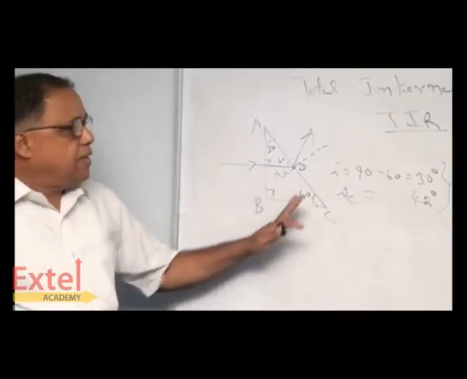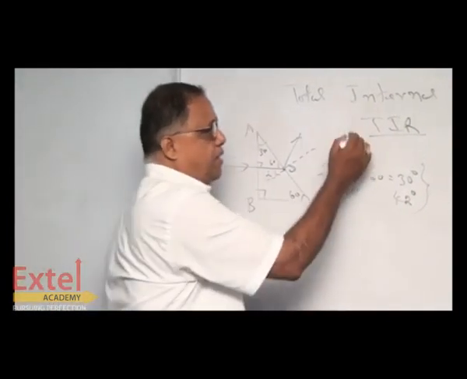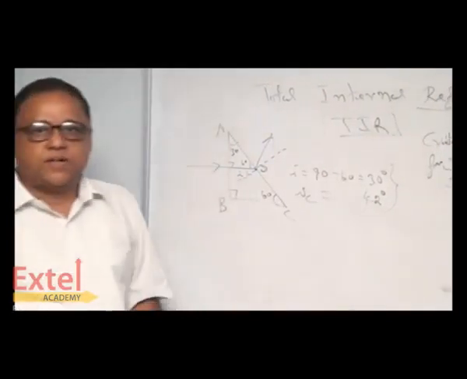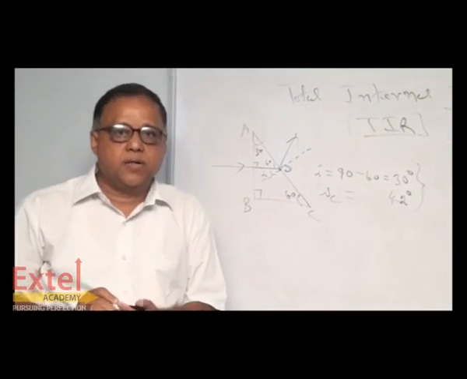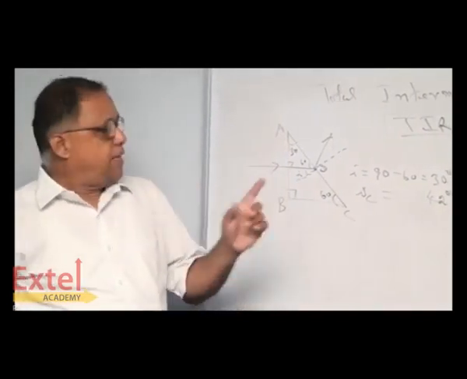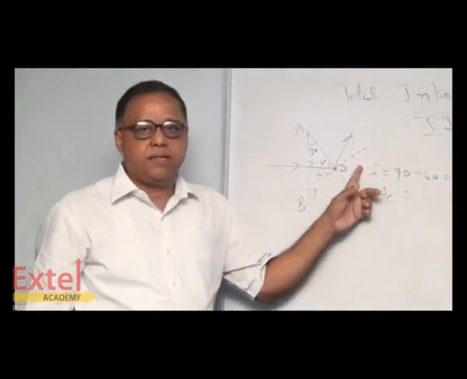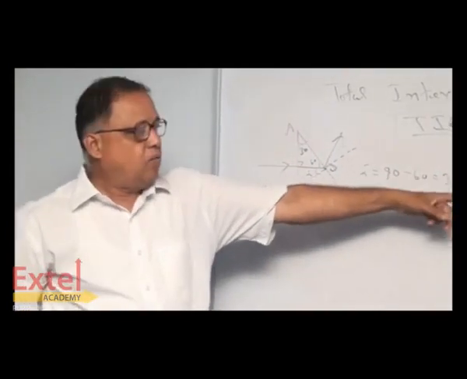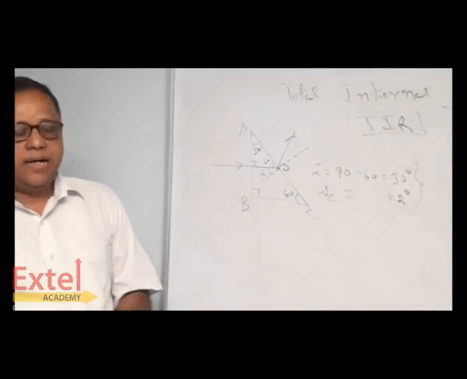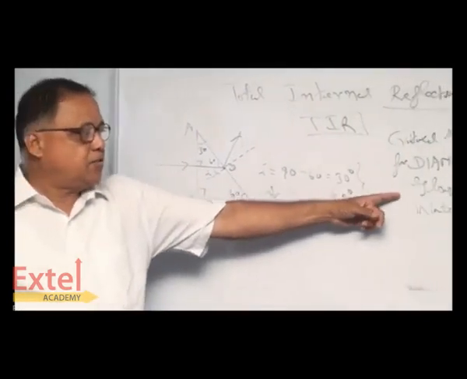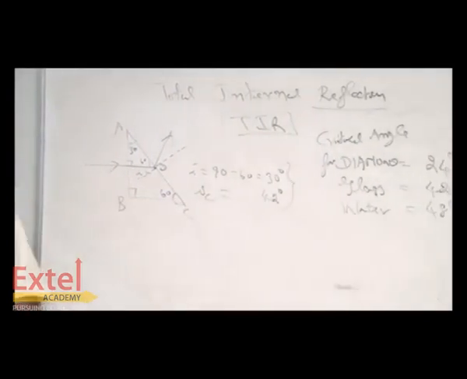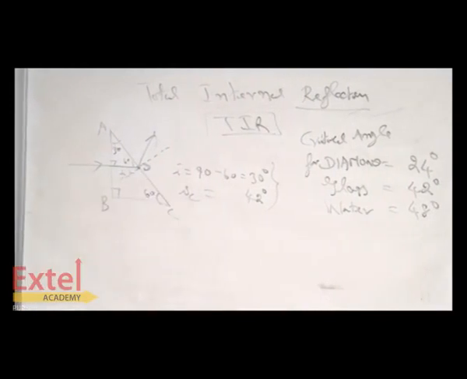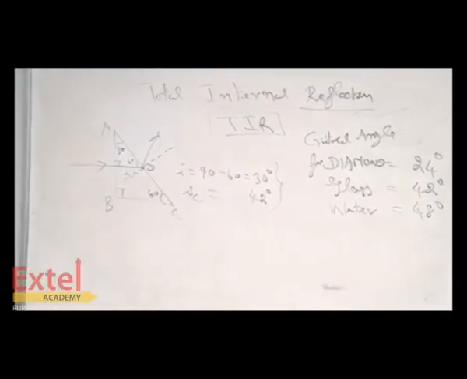This is the way we have to calculate whether the ray will go for total reflection, but we should not forget the two conditions. Number one, the ray has to go from denser medium to rarer medium. Second, the angle of incidence should be greater than the critical angle. The small tips I have given you, 24 degree for diamond, 42 degree for glass and 48 degree for water, will help you solve the problem successfully.